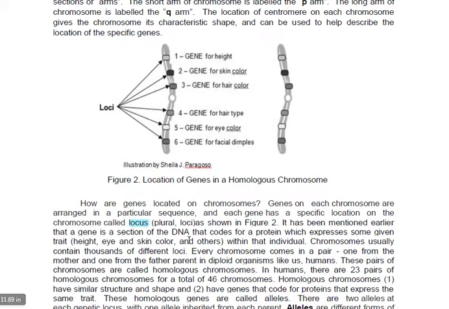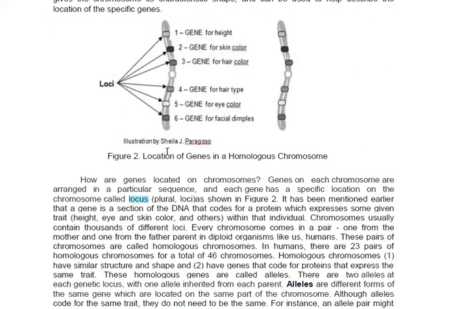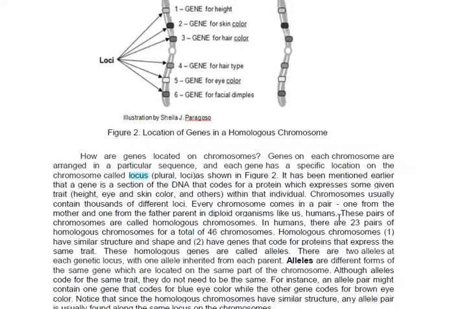It has been mentioned earlier that the gene is a section of the DNA that codes for a protein which expresses some given trait. Okay. Height, eyes, skin color, and others within the individual. Chromosomes usually contain thousands of different loci. Every chromosome comes in a pair, one from the mother and one from the father, parent, in diploid organisms like us, humans. So these pairs of chromosomes are called homologous chromosomes. Okay?